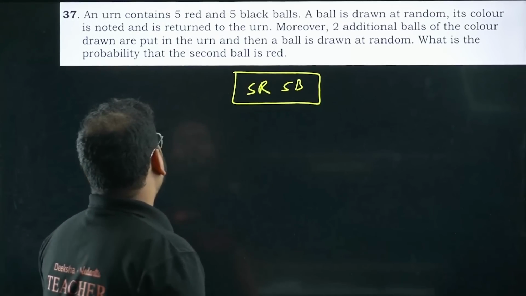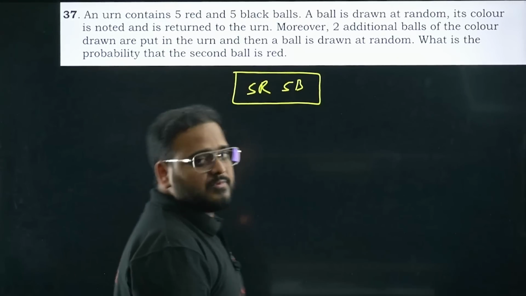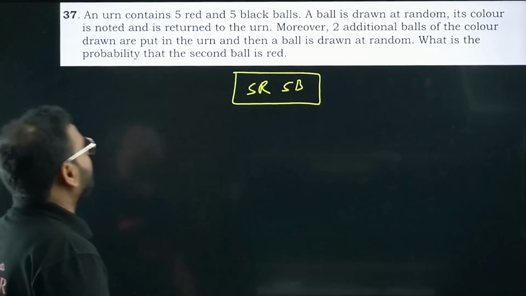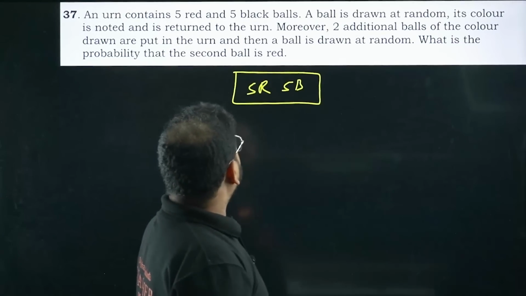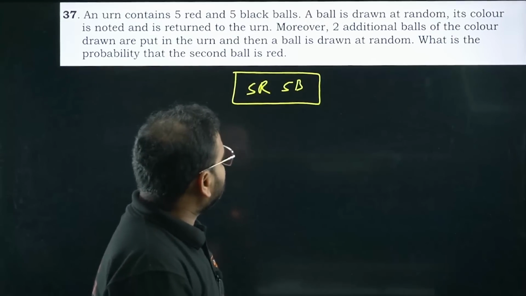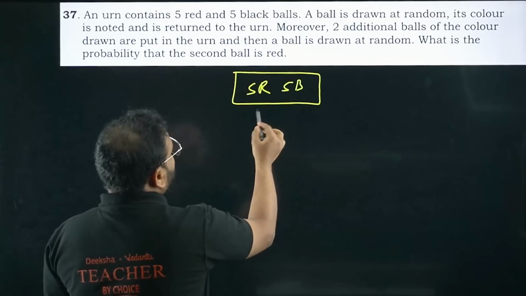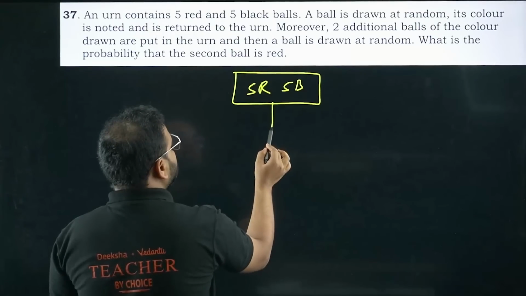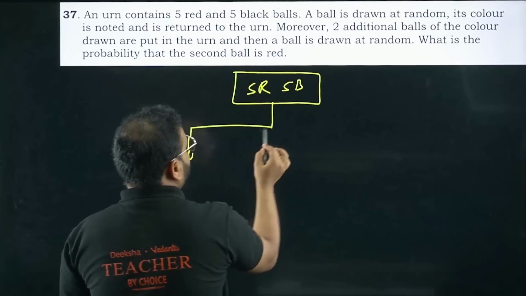Its color is noted and returned to the urn. Moreover, 2 additional balls of the same color are added in the urn, and then a ball is drawn at random. So I can choose, I don't know exactly which option is coming, so we'll have both options here.